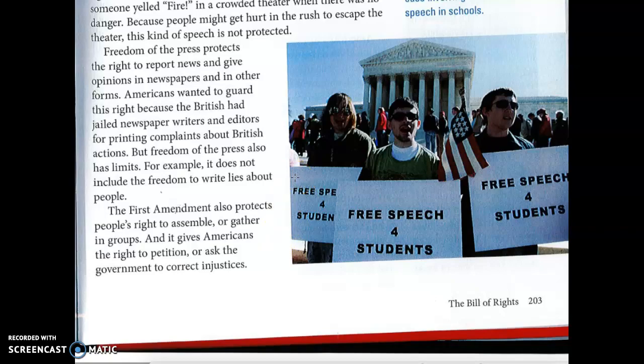The First Amendment also protects people's right to assemble or gather in groups, and it gives Americans the right to petition or to ask the government to correct any injustices. So whatever they feel is wrong, they have the right to speak out and ask for another look.